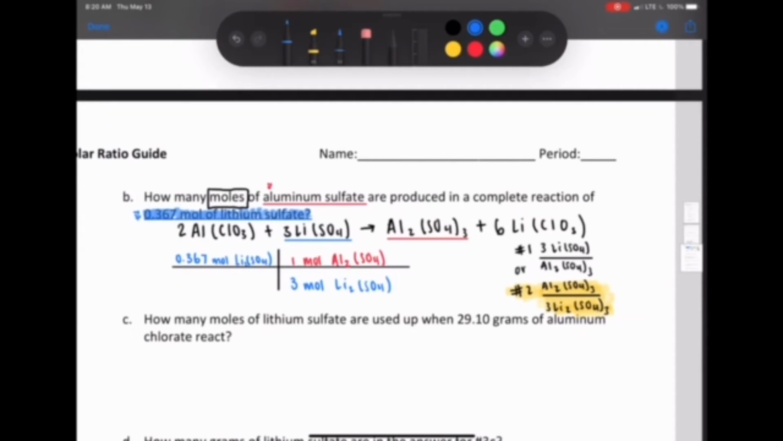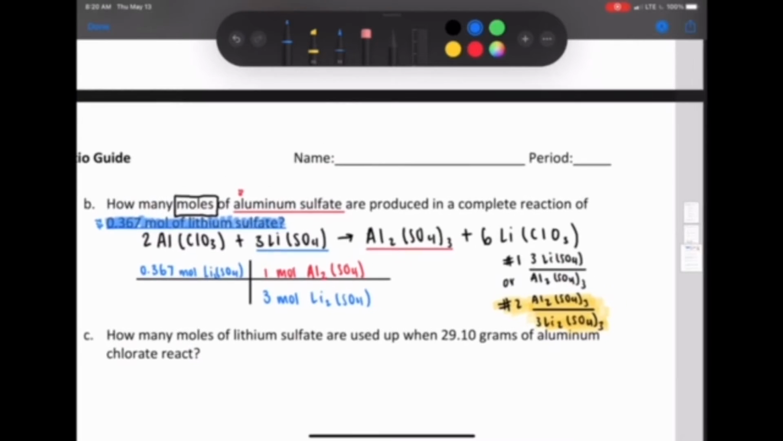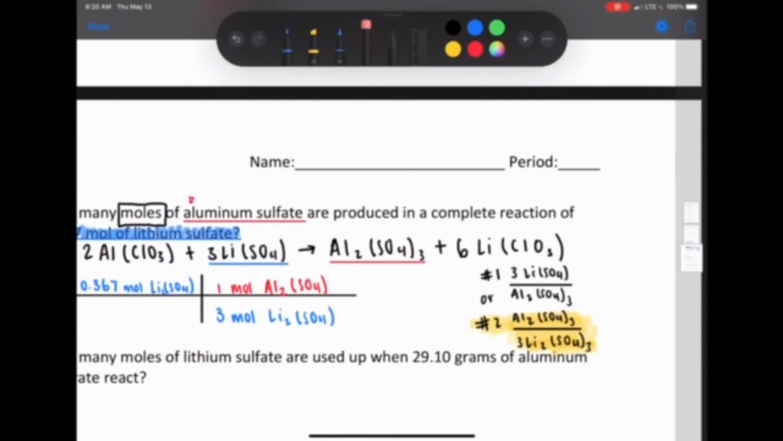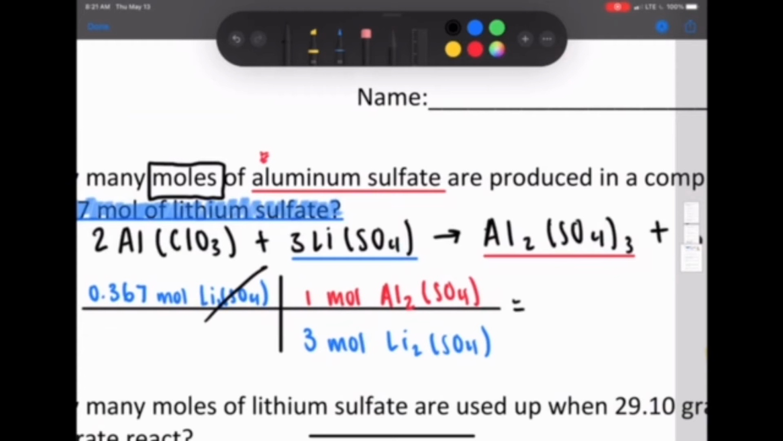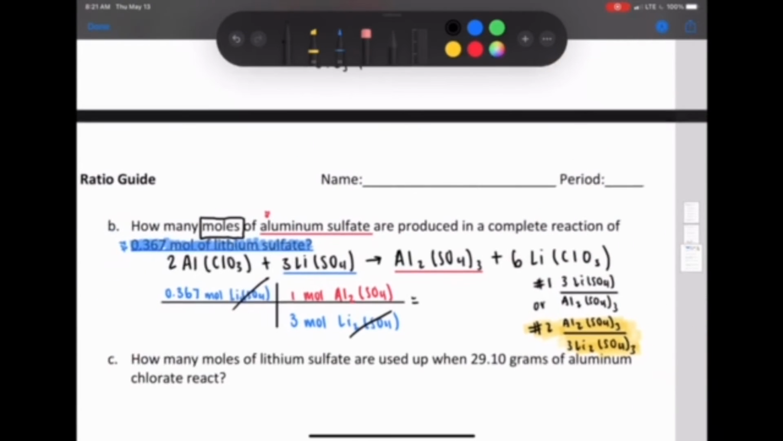Okay, now once we have this all set up, what you do now is multiply across and then divide. So you're multiplying 0.367 times 1, and you're dividing that by 3. Before that, like I mentioned before, it cancels. So that's why you're only left with aluminum sulfate. But now that you know that, that leads to 0.1122333. However, we're not done.